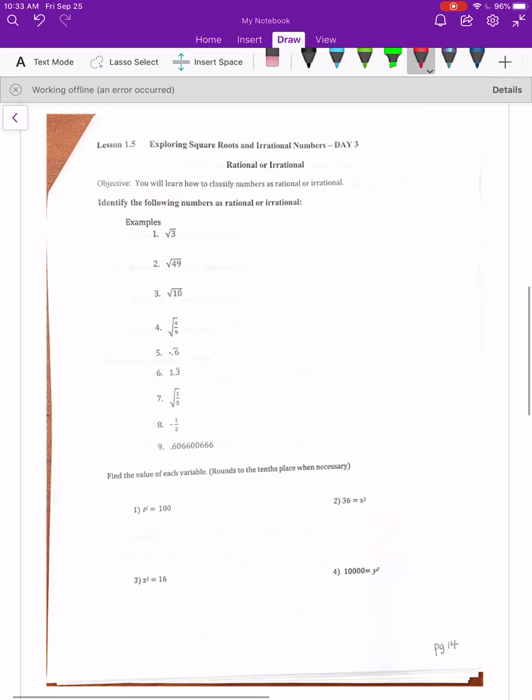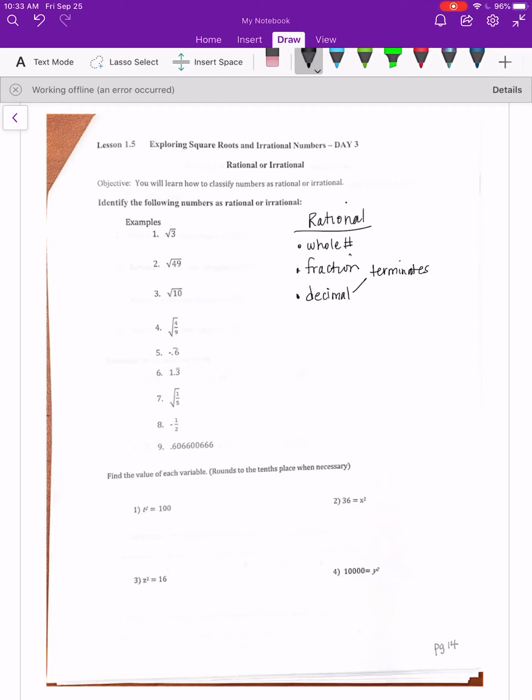The other thing we're going to do today is talk about whether it's rational or irrational, and we need to decide what it is. So let's go back to knowing what a rational number is, and I'm going to write it right here, rational. A rational number is a whole number, a fraction, or a decimal. And remember, there were two special decimal cases, one that either terminates, which is just fancy for ends, or repeats in a pattern.